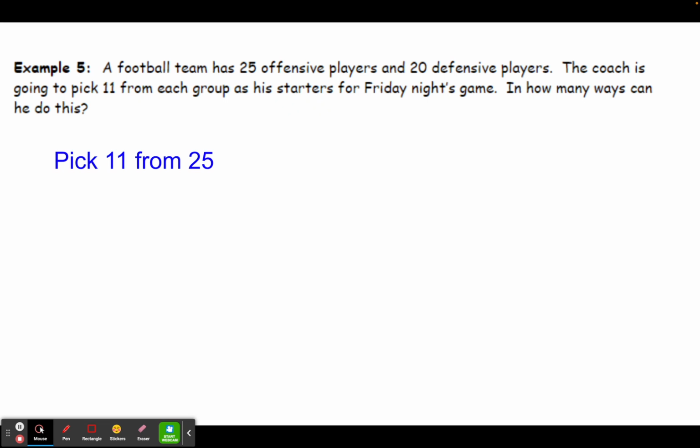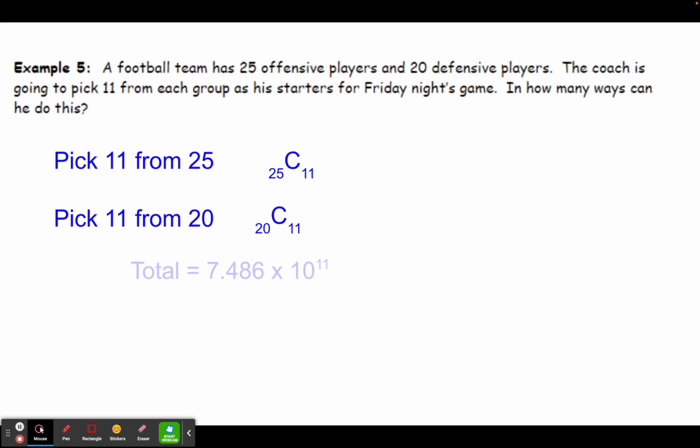So he's going to pick 11 from the 25 offensive players, 25 combination 11. He's going to pick 11 from the 20 defensive players, which would be 20 combination 11. Now, the product of this is a really large number, and your calculator may be showing you this in scientific notation, and you can leave your answer in that form. So 7.486 times 10 to the 11th power.